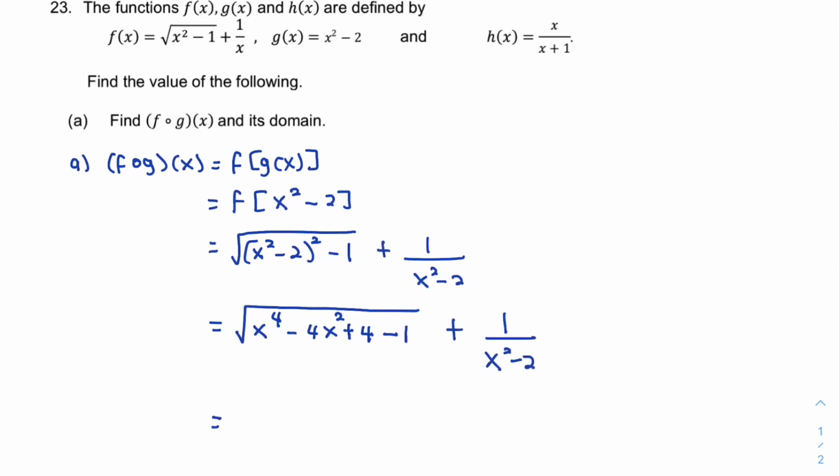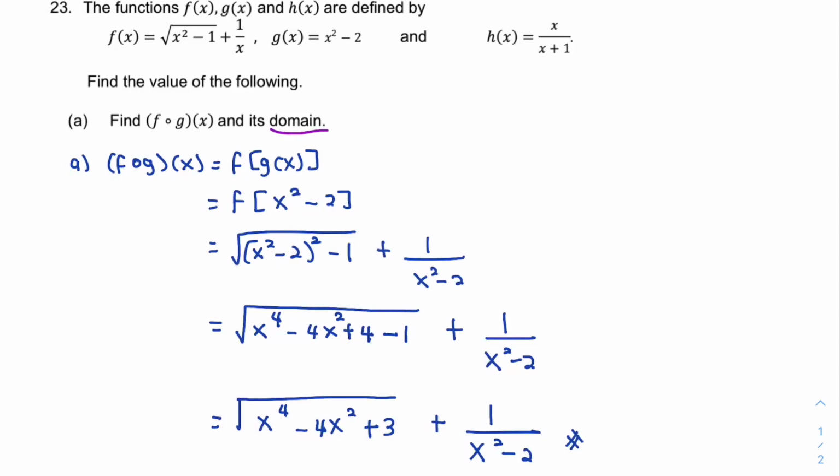Then this one can be written as such: the square root of x to the power 4 minus 4x squared plus 3, plus 1 over x squared minus 2. I think this is the simplest that you can get. So this is your f composite g. Now the second thing they ask is to find the domain. Now remember that for the domain of a composite function, you have to check the domain of your inner function, and then you intersect with the domain of the overall function.